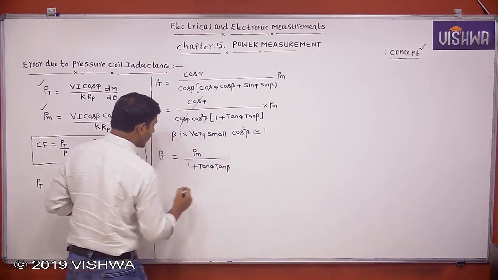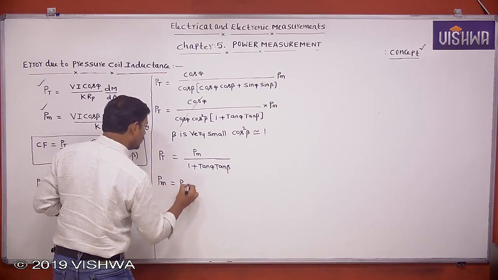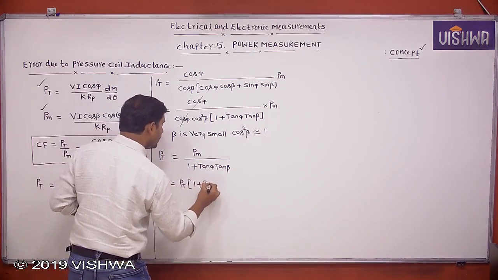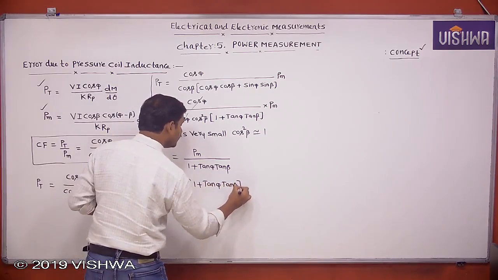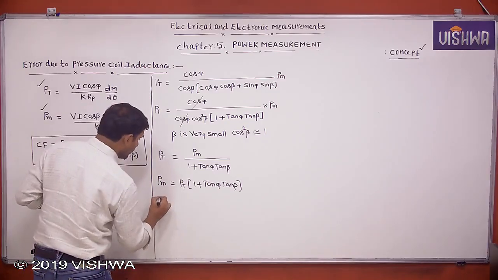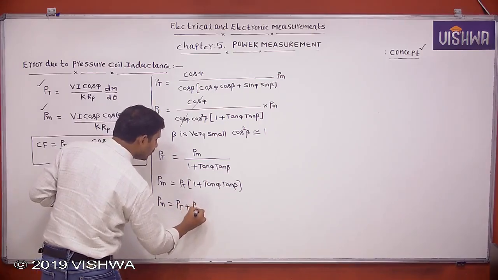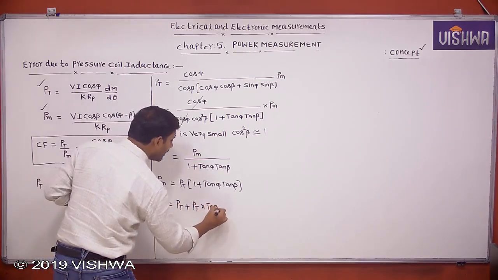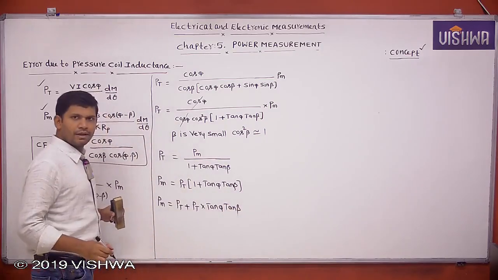Yes. From this, the measured power equals true power into (1 plus tan φ into tan β). Now from this, measured power equals true power plus true power into tan φ into tan β. Clear?